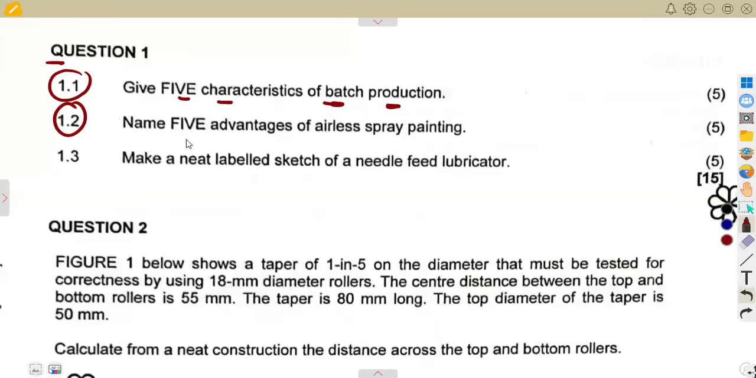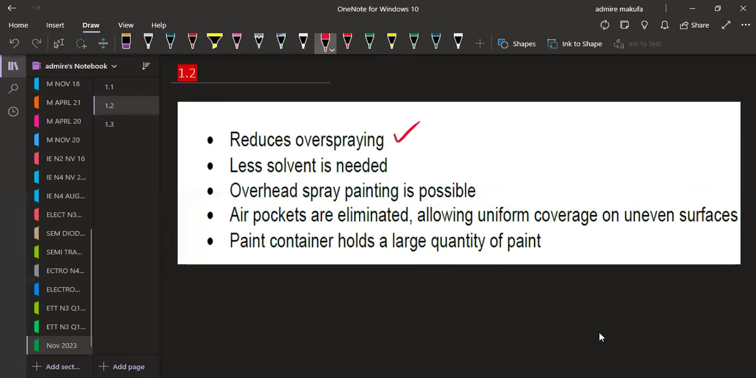So 1.2 is: name 5 advantages of airless spray painting. When dealing with airless spray painting, sometimes they might need you to draw the diagram of this, but here they need just advantages. It reduces overspray, less solvent is needed, and overhead spray painting is possible. Also, air pockets are eliminated, allowing uniform coverage on uneven surfaces. Then the paint container holds a large quantity of paint. That is what you are going to need in that case.